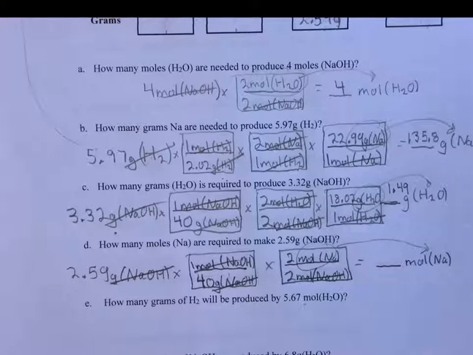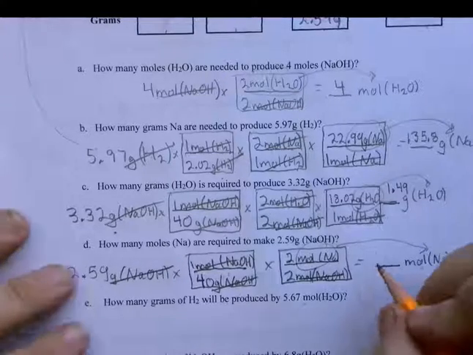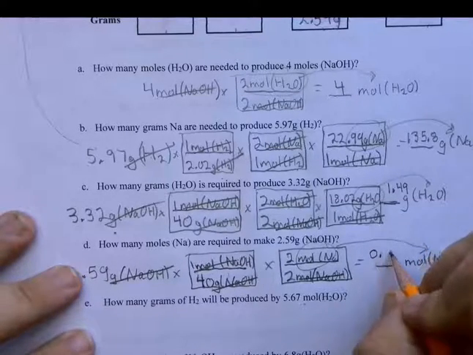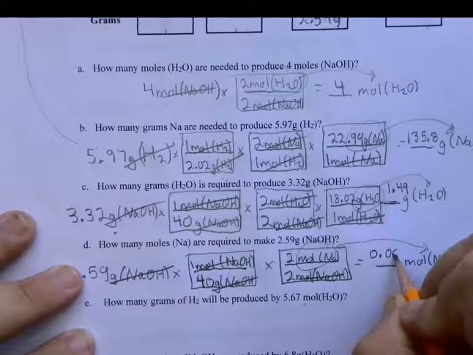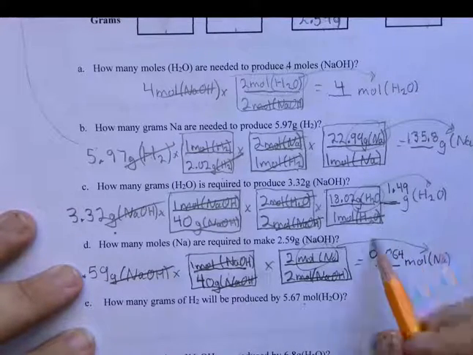So now we have the units lined up. We're ready to pull out our calculator. 2.59 times 1 times 2 divided by 2 divided by 40. And that gives us 0.064 moles of sodium. That's our answer right there.